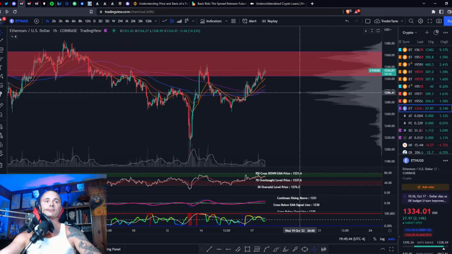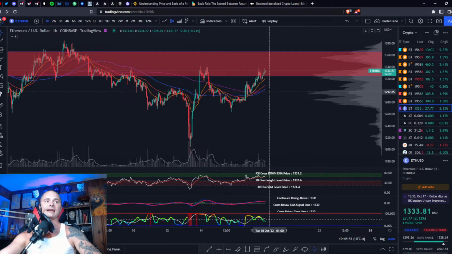Got your POC, point of control, and the VPVR coming right in at 1300 basically. Actually, it's like 1296, right where your 200's coming in at. That's your last line of support. You break that, $1,000, here we come.